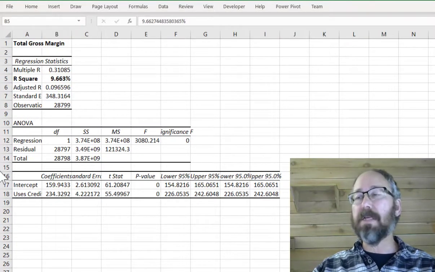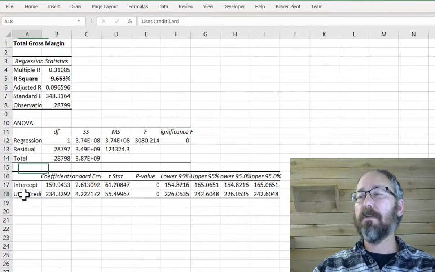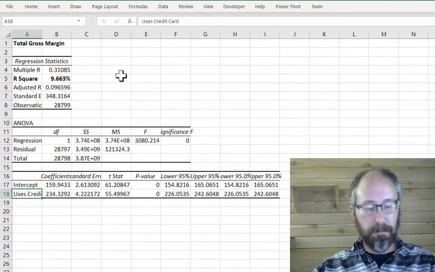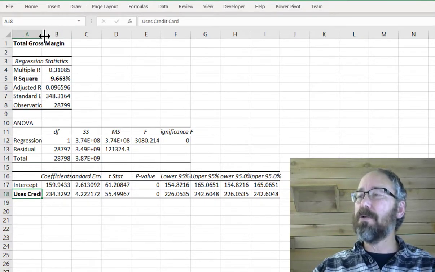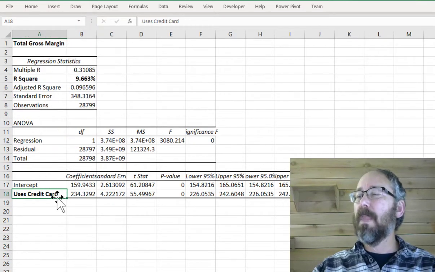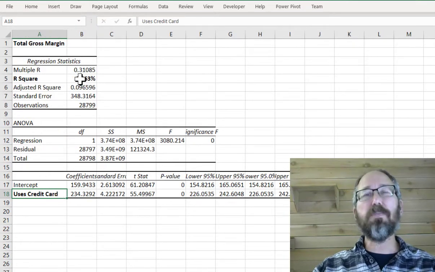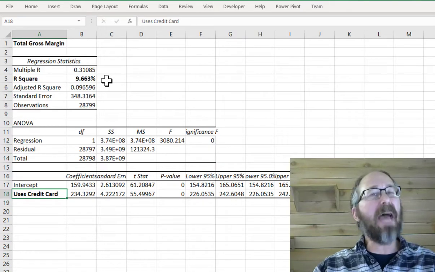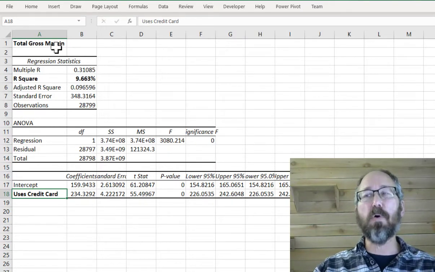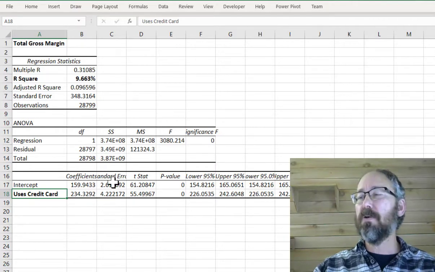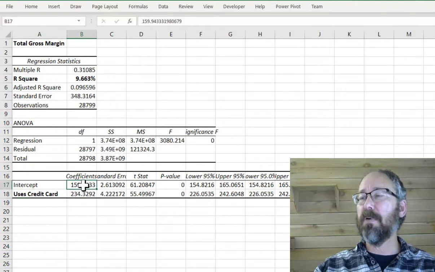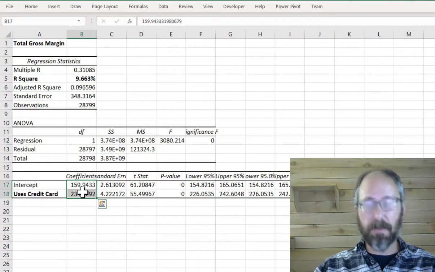What we can see from this is that our predictor variable, which uses credit cards, is responsible for explaining 9.5% of the variance in total gross margin. So that's an important amount. So let's play around with the equation. So we're going to work with these numbers down here.